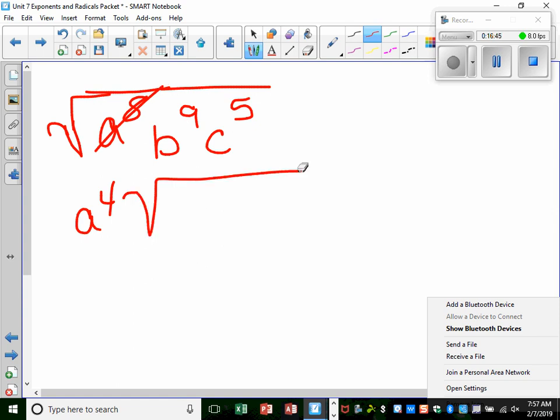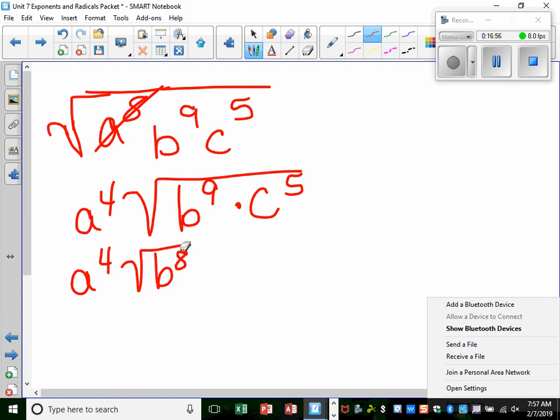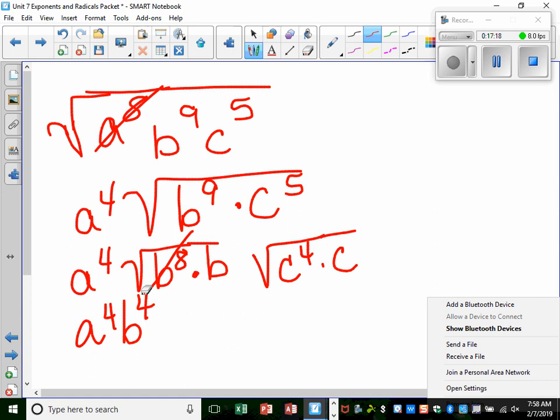So I'm still left with this b to the 9th and c to the 5th. So how can I break down 9? Go back one number. 8 and what? 1. Very good. How can I break down 5? Go back one number. Okay, 4 and 1. All right. So now I'm going to take out the 8 divided by 2. So what is that going to give me? Okay, so b to the 4th. So that's gone. Same thing to the c to the 4th. Divided by 2. What do I get? 2. Very good. So that's gone.